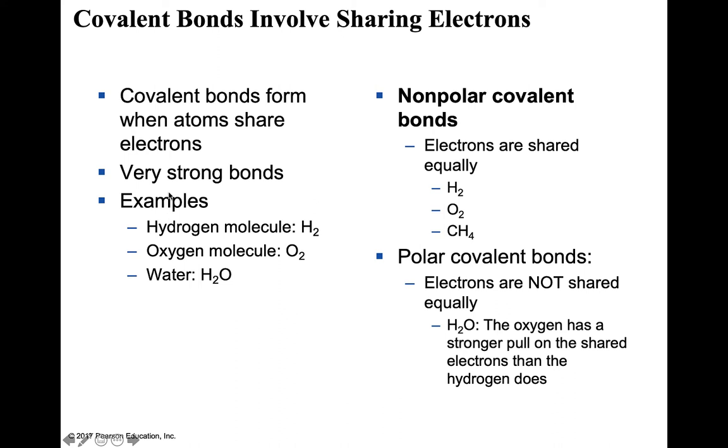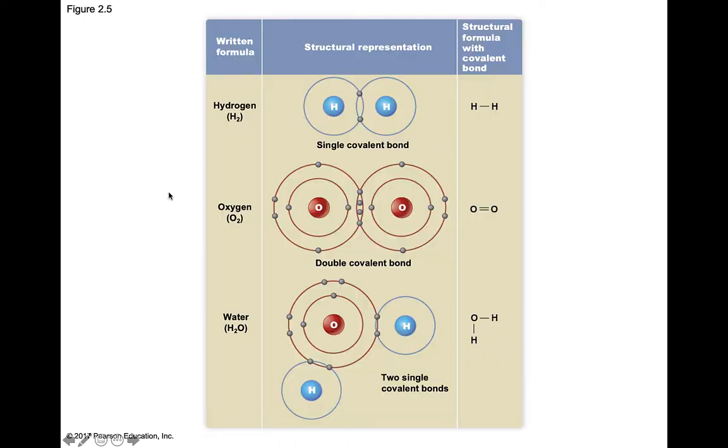Polar is pretty much an opposite. So that means they are going to be water soluble. So that's an important concept when we talk about these two types of covalent bonds. Now here we're actually looking at some examples of covalent bonds.